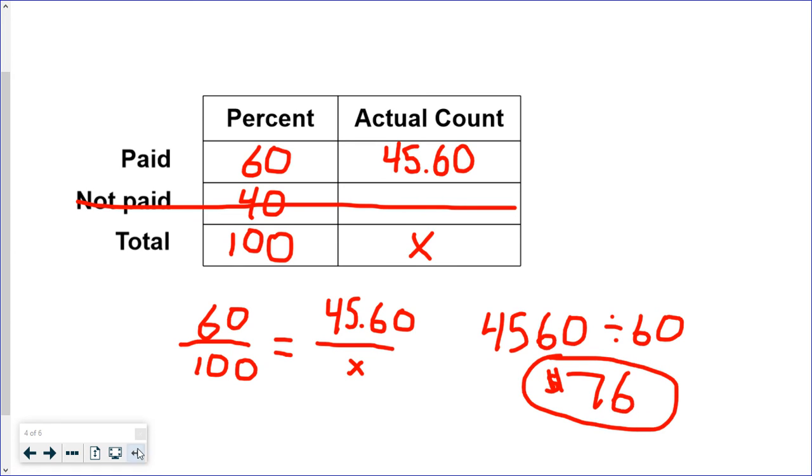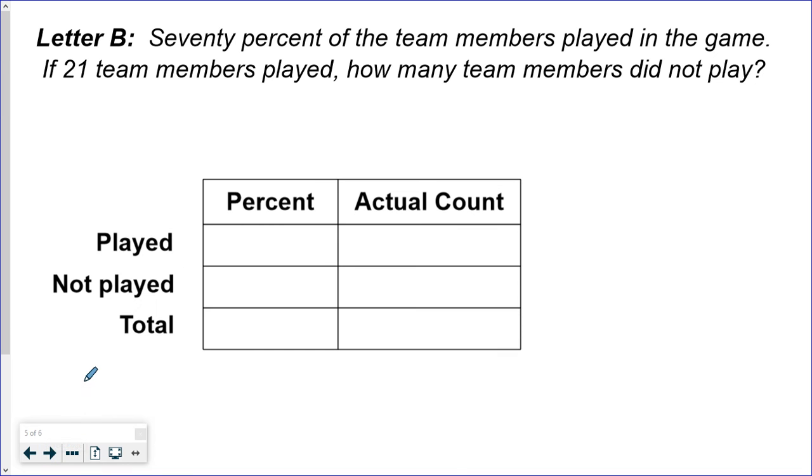Okay. Let's do one more problem before I give you your assignment. This is actually letter B in your practice set for today, so this would be a good one for you to follow along with because it's going to be one of the problems in your assignment. So 70% of the team members played in the game. I have how many people played in the game? 70%. What percentage did not play? That'd be 30%. 30% did not play.